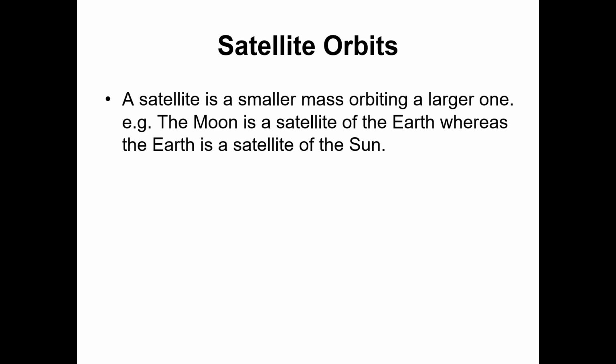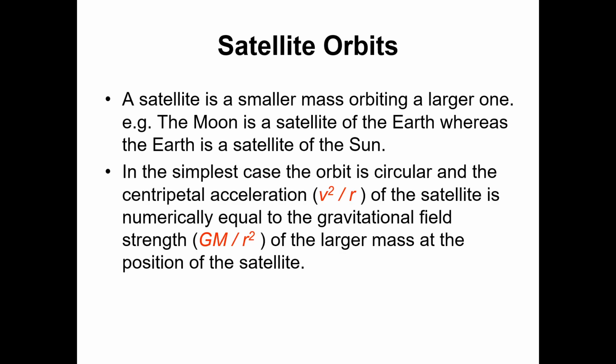Orbits in the AQA course is fairly simple. In other courses, I think even at GCSE and WJC, you have to know a little bit more of some aspects, but I'll try and emphasize that when I get to them. So a satellite is a smaller mass orbiting a larger one. So the moon is a satellite of the Earth, and the Earth is a satellite of the sun.